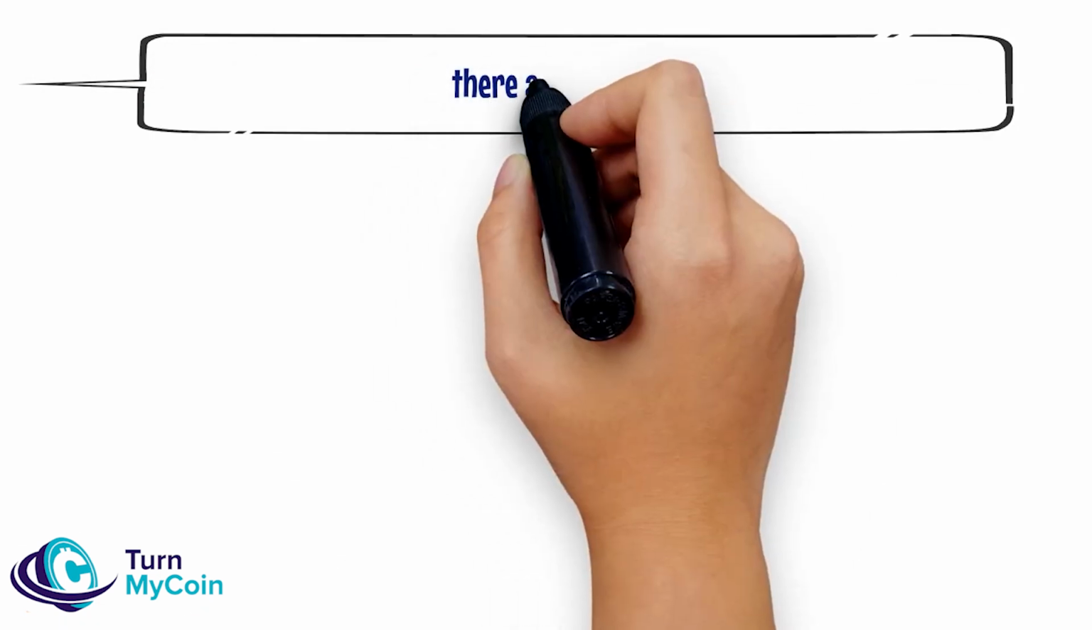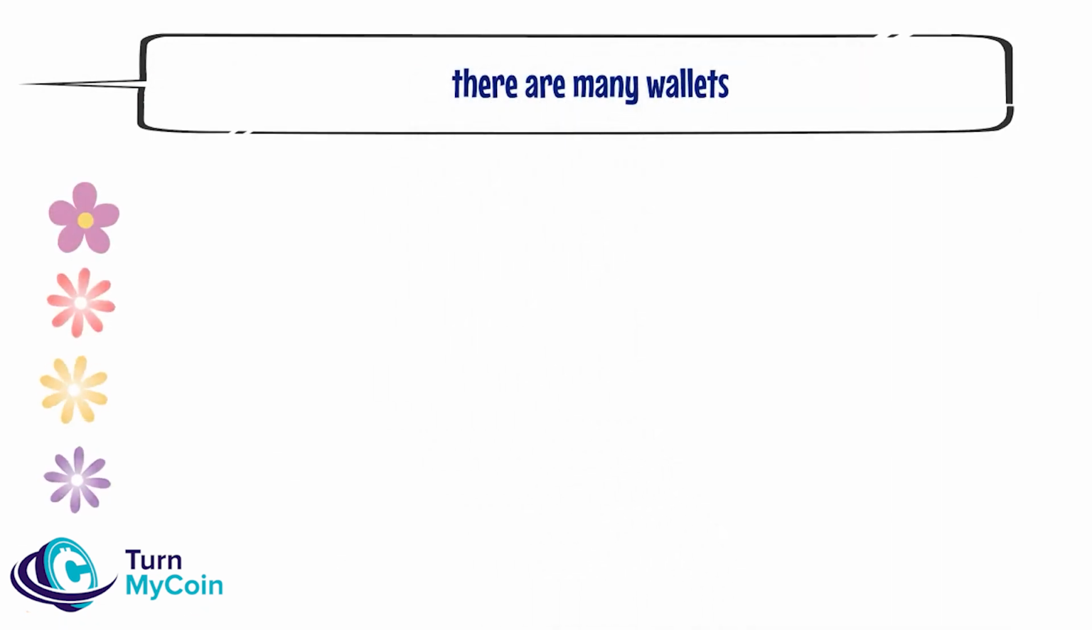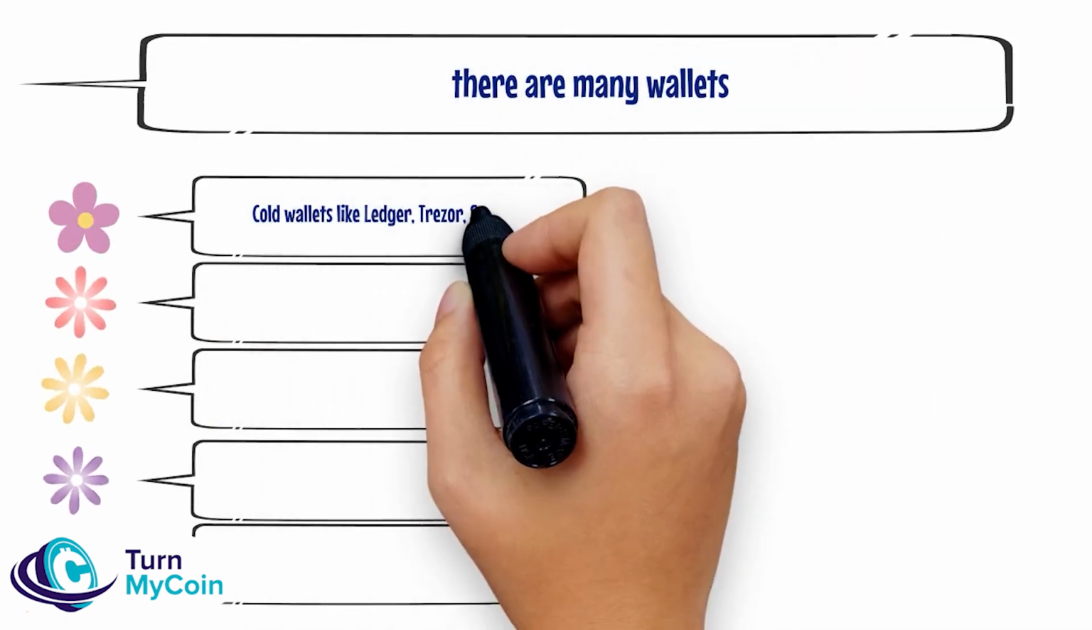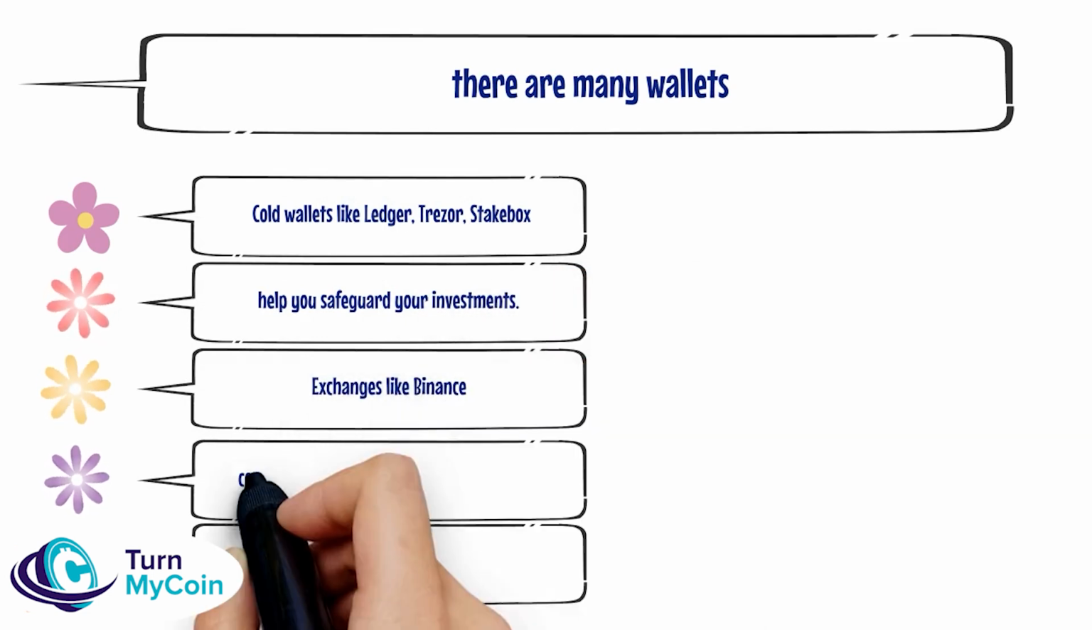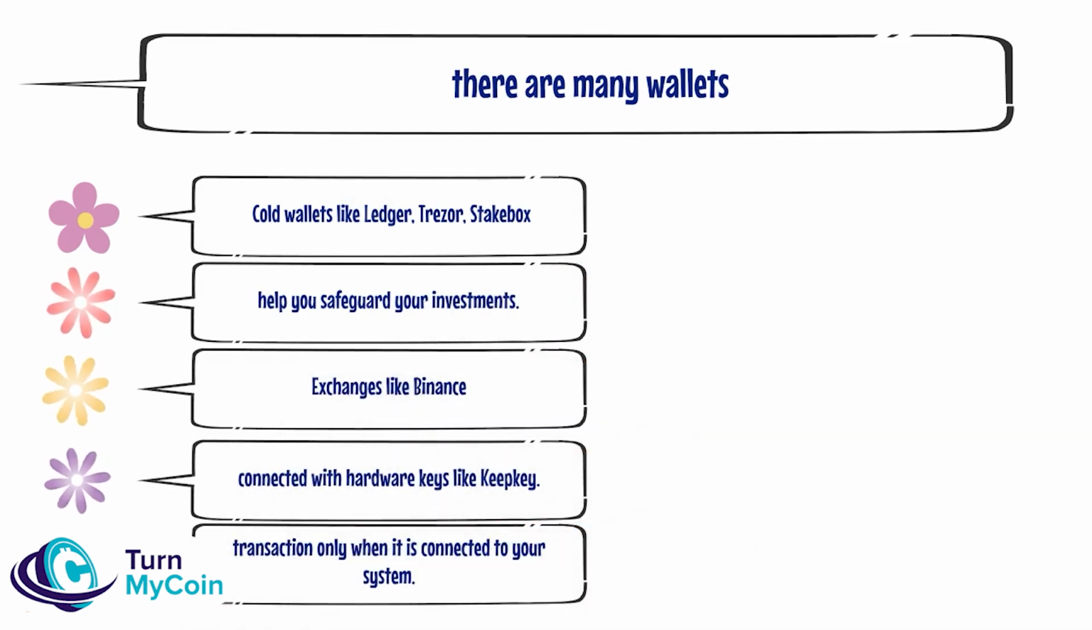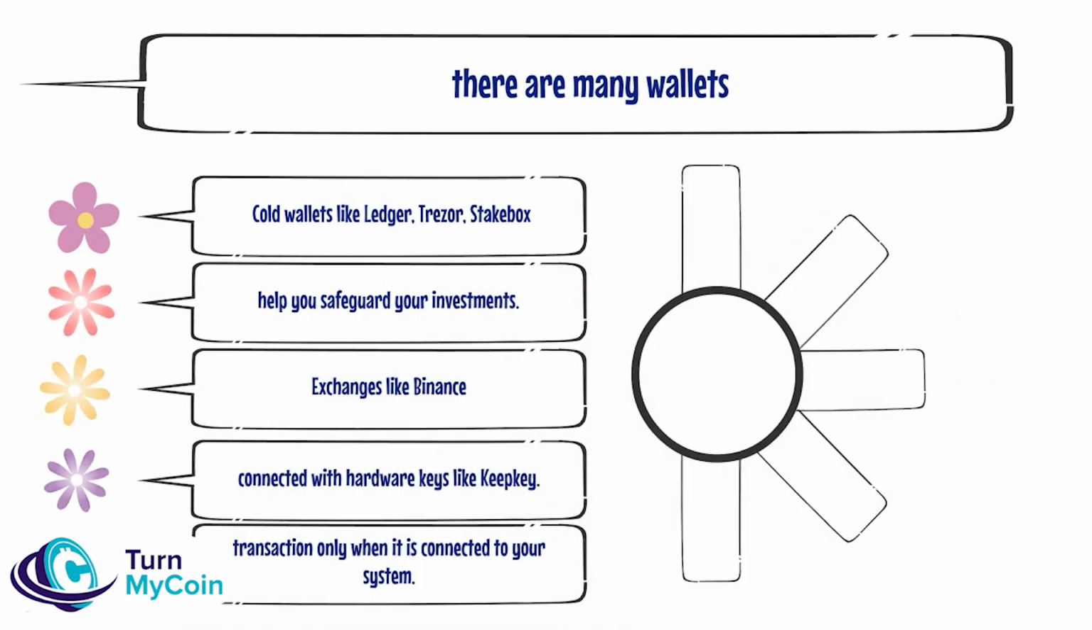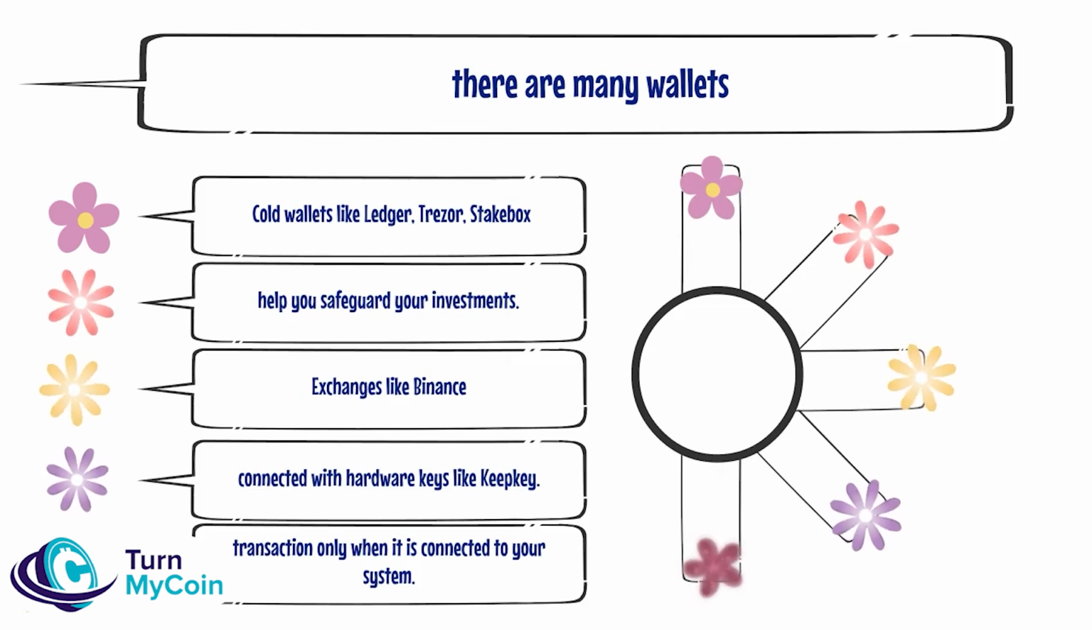However, there are many wallets, especially cold wallets like Ledger, Trezor, Stakebox, that can help you safeguard your investments. Exchanges like Binance can be connected with hardware keys like KeepKey. KeepKey helps users to enter into a transaction only when it is connected to your system.